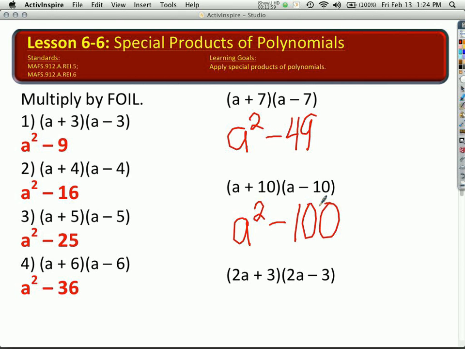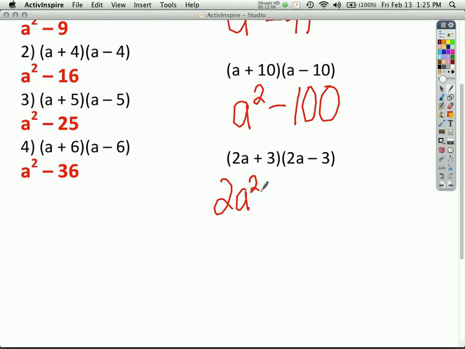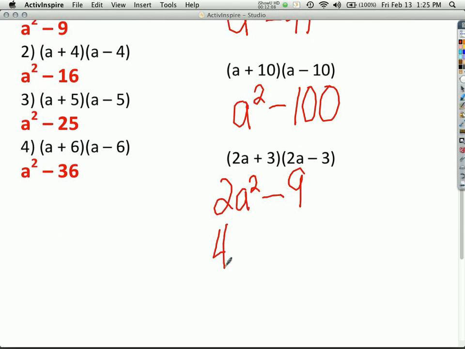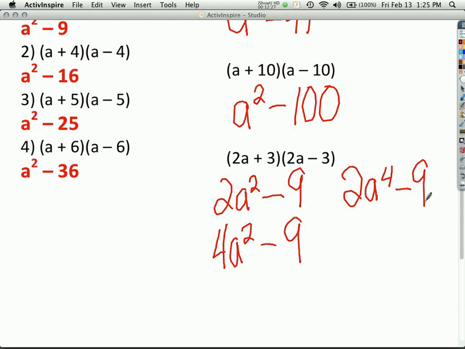What do you think? 4a squared. So we have 2 proposals. We've got 2a squared minus 9, and we have 4a squared minus 9. Anyone have another proposal? Gary, what's your proposal? 2a to the 4th minus 9. We have 3 proposals. Any other proposals? Well, I will say that one of them is correct.